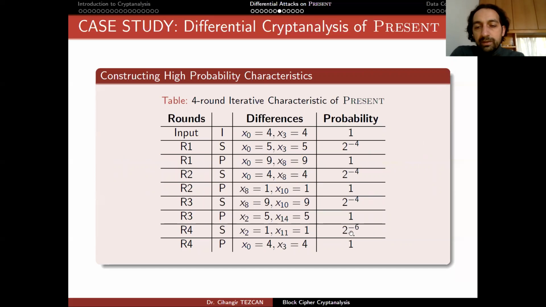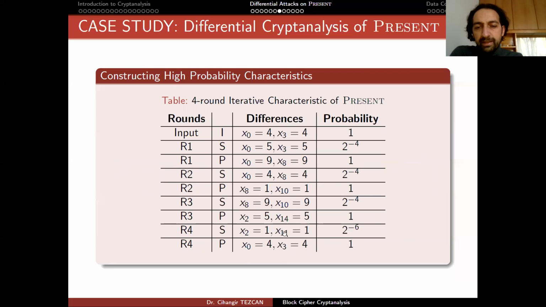Let's look at here because the probability is different. Here, the attacker wants to see the output difference 1 and the input difference is 5. Of course, this happens twice. And there's a typo here. This should be x14, not 11.